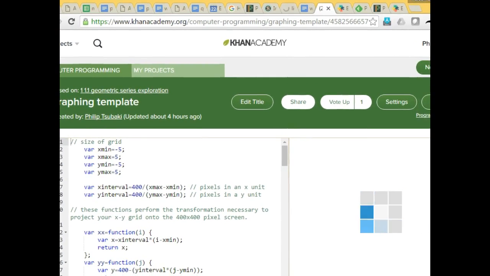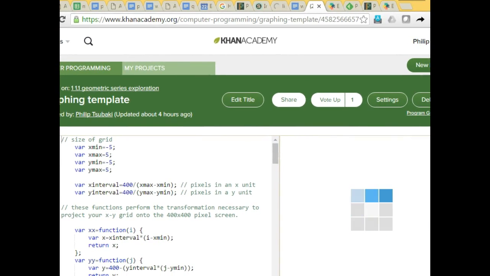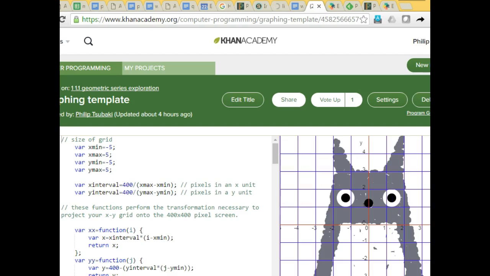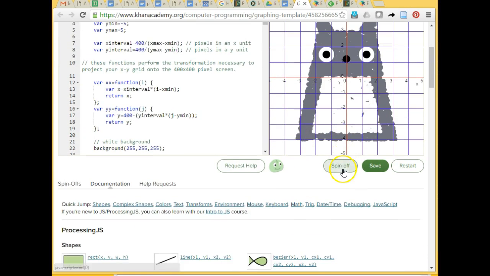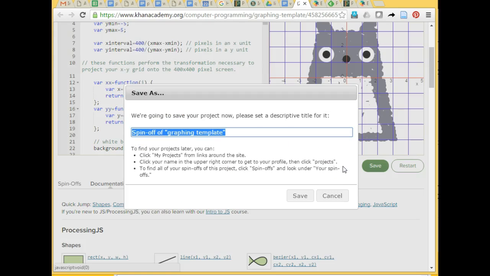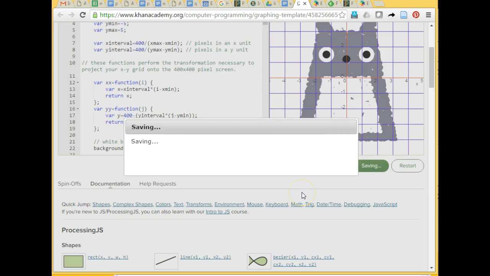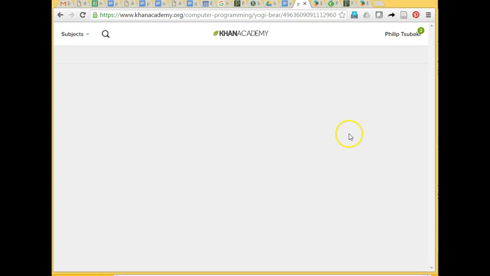And inside the graphing template, there's going to be the picture that I already drew. But you don't want to use that, right? You are actually going to make your own. And the way you're going to make your own is you scroll down and it says spin-off, and you're going to press that. And then you're going to make your own name of it. So I'm going to say, oh, Yogi Bear. And then it's going to save a new file for you, and you can modify that however you want to.